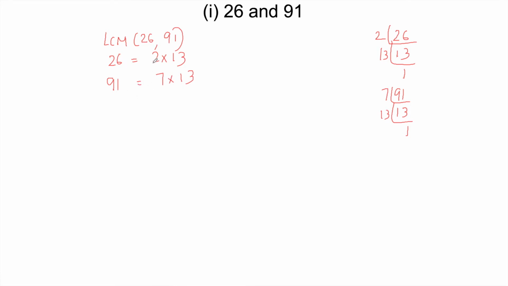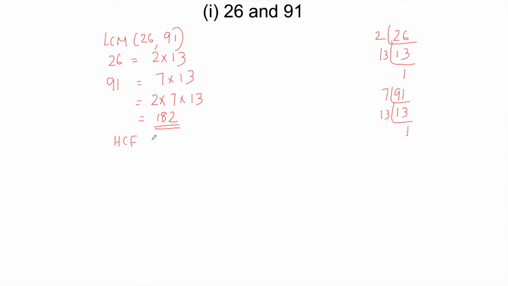Now for the LCM, we have to consider each prime factor. 2 is there, 7 is there, 13 is there. So first I consider 2, then 7, in any order we can take, and 13, it repeats 2 times. The power is the same for both, so that power we take. If it happens to be common, the greatest power only you have to choose. So 2 into 7 into 13 is 182. This is the LCM.